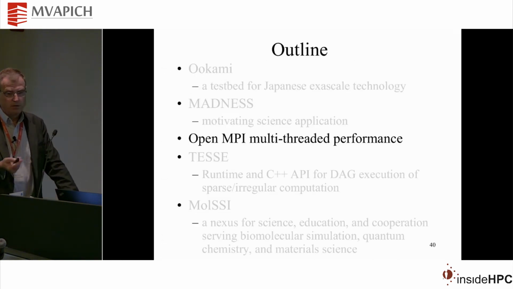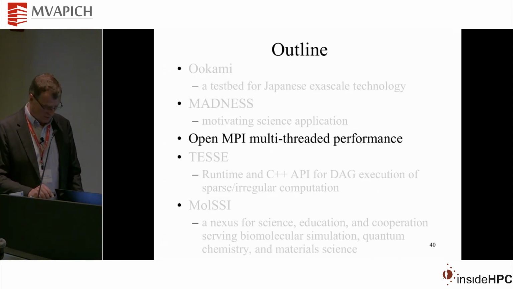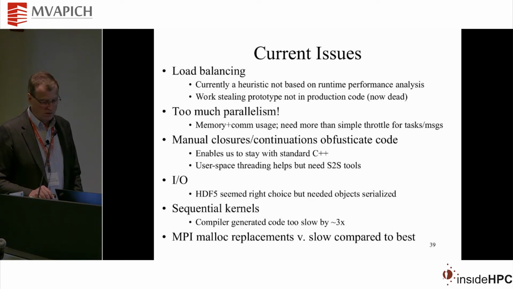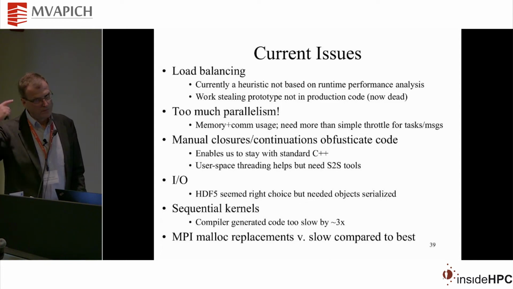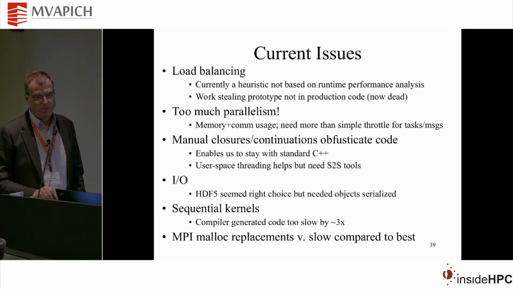So that gets me into, yeah? Just a quick question. One of the reasons why MPI libraries intercept malloc is to get better performance for larger messages, to avoid and amortize the cost of registering the buffer with the network. So if MADNESS does not have large messages, this can quite easily be circumvented. Well, that would be a great tweak to put in there.